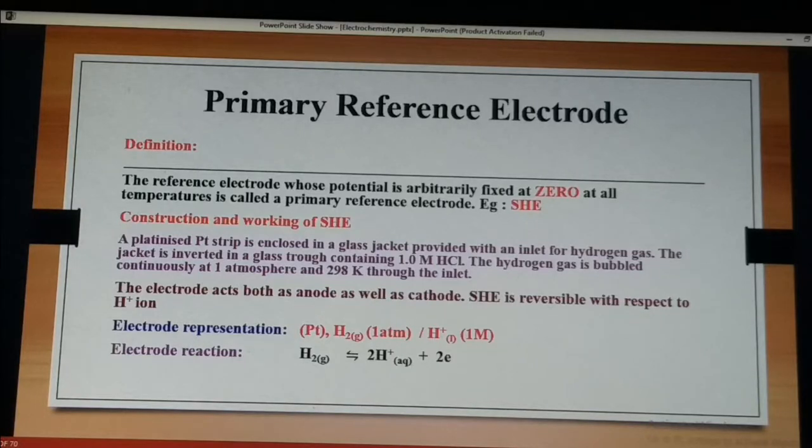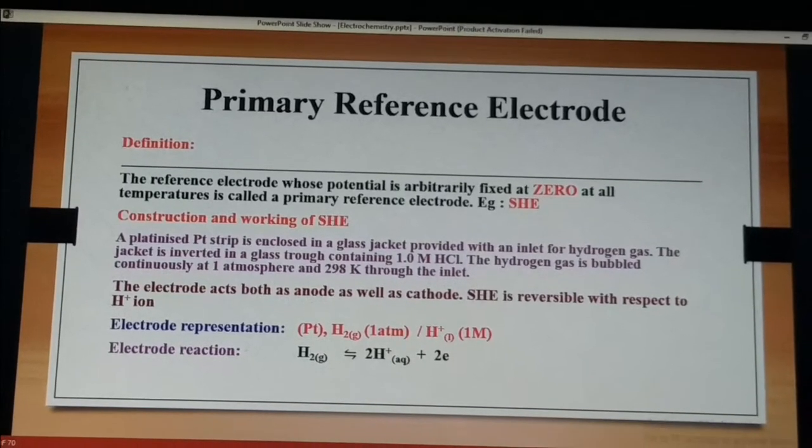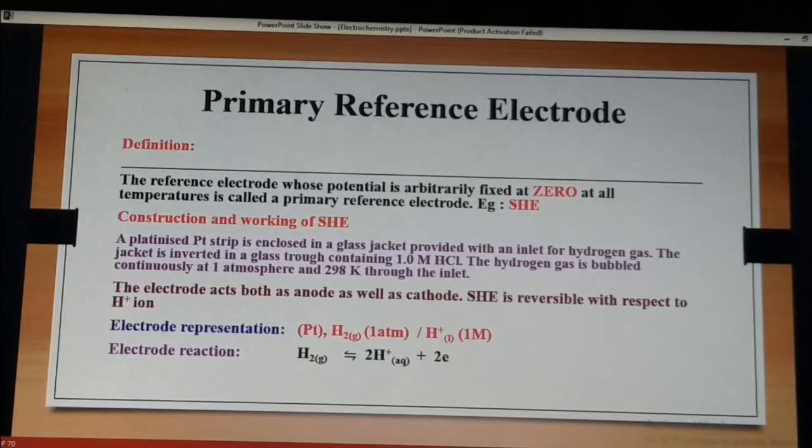Now this electrode acts both as anode as well as cathode, and it is reversible with respect to the hydrogen ions. This we can see with the help of this reaction, that it is reversible with respect to the hydrogen ions, and the electrode representation is written here with the platinum wire acting as the electrical contact.